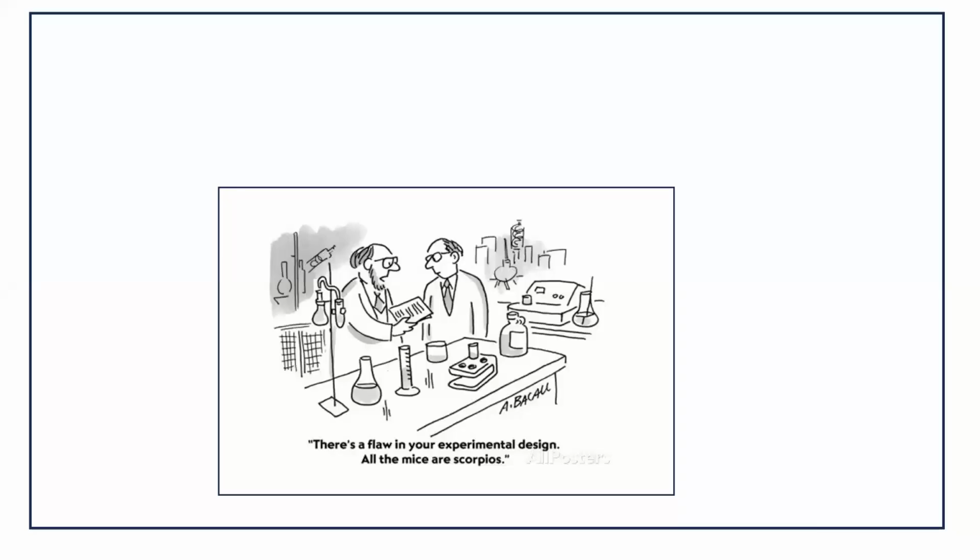So you can see the cartoon. What is the cartoon saying? A student is showing his experimental design to the guide, and the guide is saying that there is a flaw in your experimental design. All the mice are Scorpios. So whatever design he prepared, he wrote all the characteristics by keeping in mind that those are mice, but he wrote it in such a way that it is showing all the characteristics of Scorpios. So this is the best example of bad experimental design.